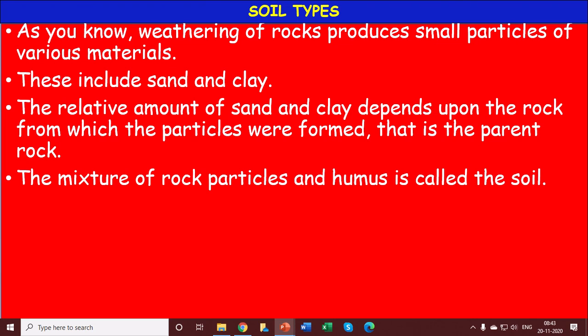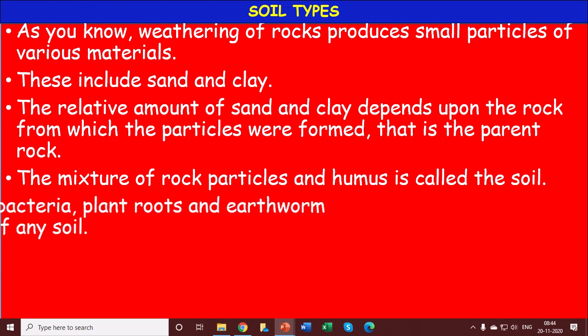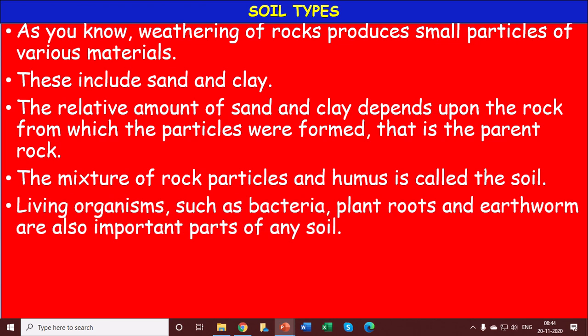The mixture of rock particles and humus is called soil. How can we define soil? Soil is the mixture of rock particles and humus. The living organisms such as bacteria, plant roots and earthworm are also important parts of any soil. If you take any soil, as we discussed, the topsoil contains living conditions like moisture, air, minerals or the food particles, organic matter, humus. These are all present in the topsoil.